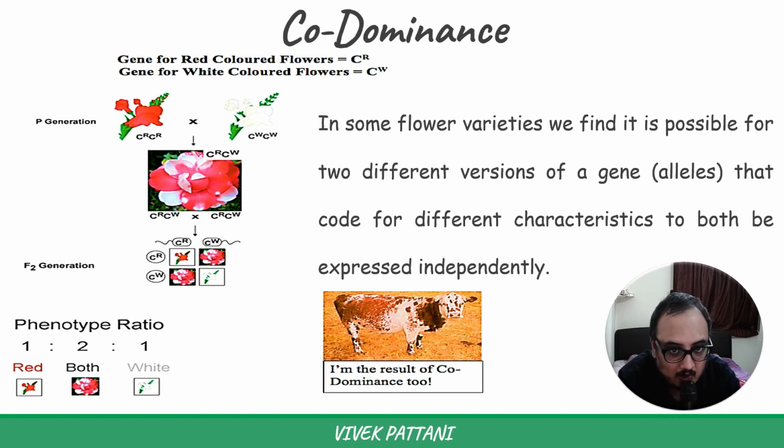In some flower varieties, it is possible for two different versions of a gene that code for different characteristics to both be expressed independently. Again, the phenotypic ratio in this one will also be 1:2:1. Phenotypic ratio again will be 1:2:1.